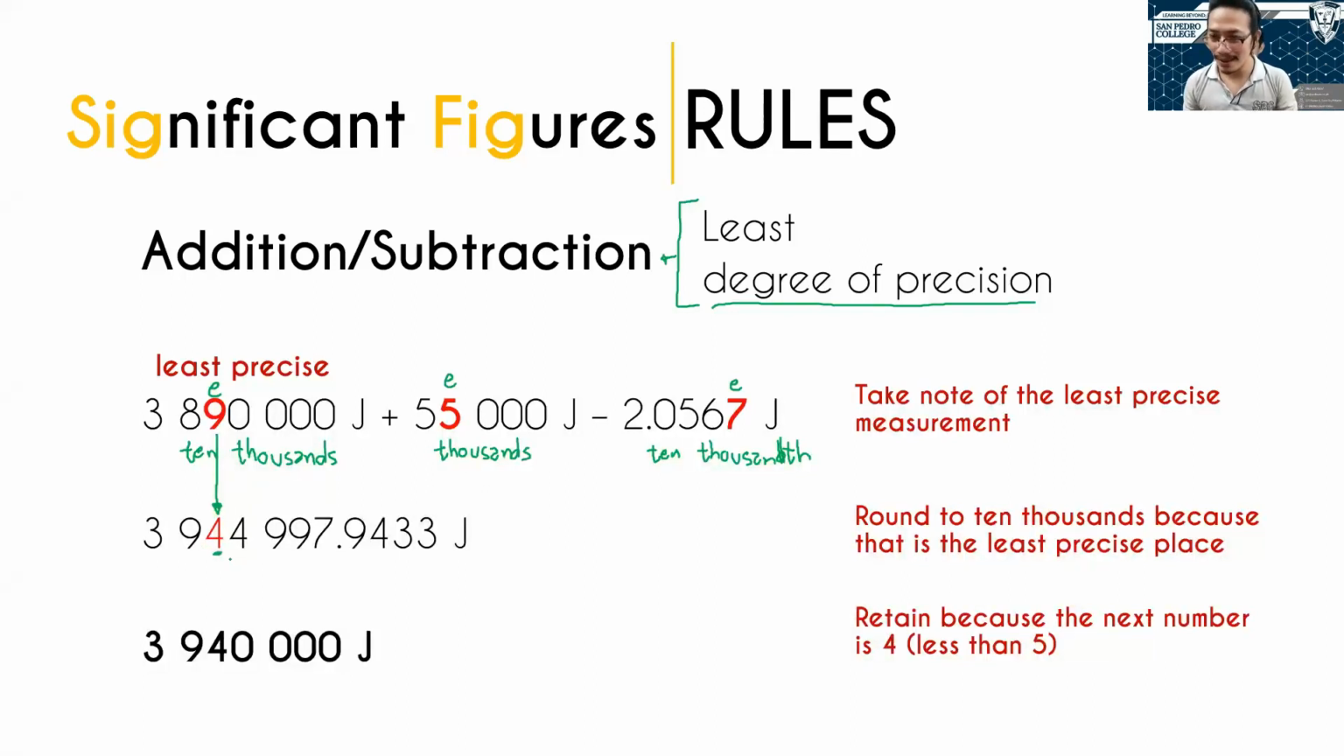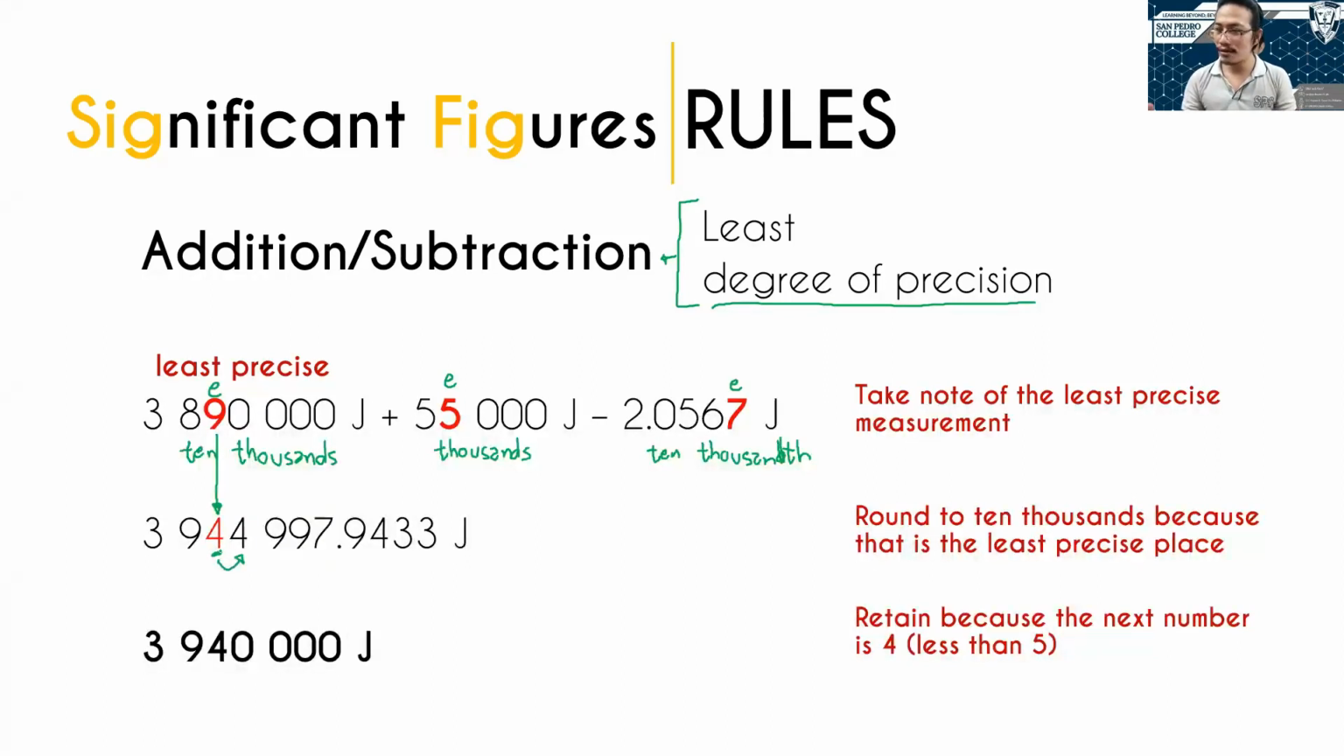So, we cannot write 4997.9433 digits because in the first place, ang 10,000's value natin is not certain. Okay? It is only an estimate. Do you follow? So ito lang dapat ang i-report natin. Hanggang dito lang dapat sa 10,000s kasi that's the least degree of precision that we have. So our final answer should be 3,940,000. So look at the digit to the right.